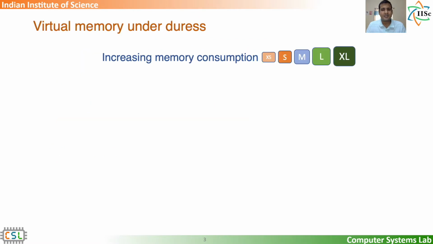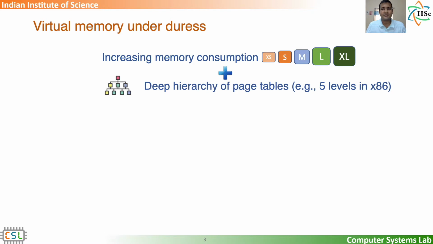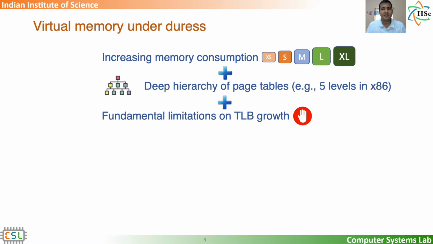This is the age of big data, and the memory demand of applications is continuously increasing. For these applications, TLB misses are quite common, which makes address translation a performance problem. This is because TLB misses are resolved by traversing multi-level page tables that reside in memory. The growth in memory capacity is also leading to deeper page tables that further adds to these overheads. In addition, we have fundamental limitations on how large TLBs can be, because the size of the TLB is directly related to the lookup latency and energy consumption.